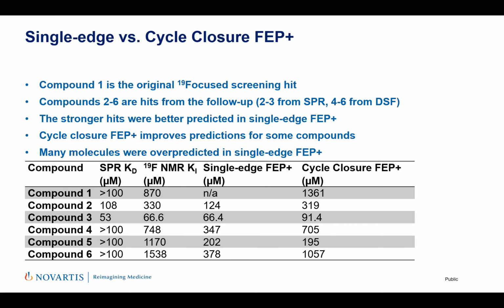Some of the issues that you saw with these compounds 4 to 6, which were very optimistically predicted at times, could be solved by cycle closure FEP. Some could not. In general, single-edge FEP did the job that we needed it to do. And for these higher affinity compounds, it was actually quite okay. But yeah, there's still disadvantages. There's advantages and disadvantages to this.